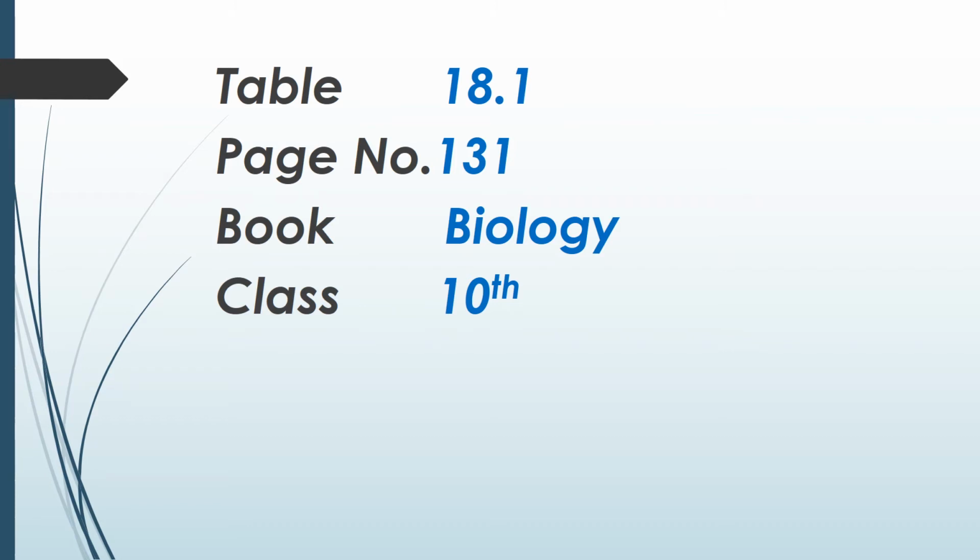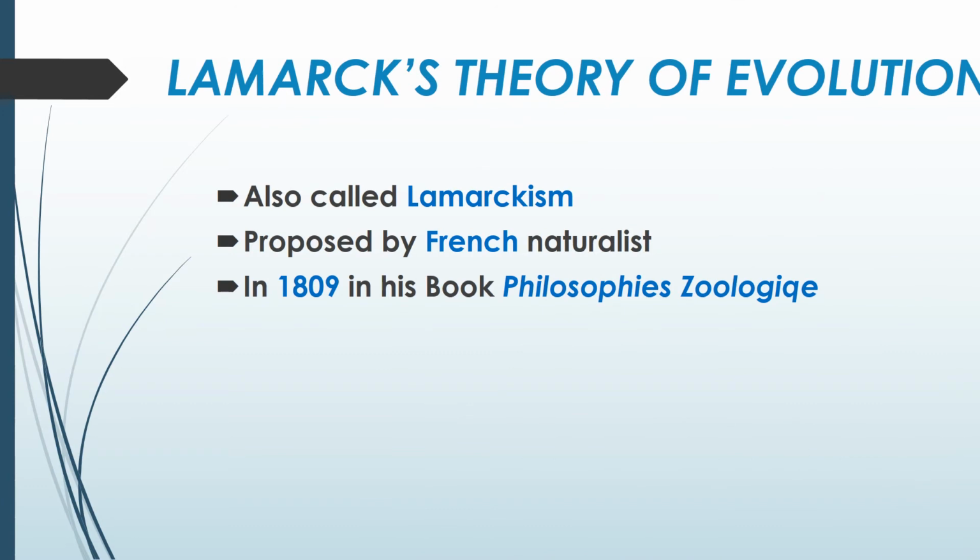Now we have two theories: Lamarck's theory of evolution or Lamarckism, and Darwin's theory of evolution or Darwinism. So let's start to understand Lamarck's theory of evolution, also called Lamarckism. Two names are used for this theory: Lamarck's theory or Lamarckism.